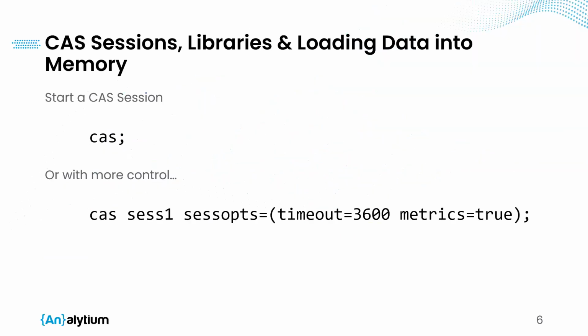Within a SAS session, you'll start a CAS session with a simple CAS statement, or with a bit more control, you can do CAS with the session name. You can set some session options. For example, there you're setting a session name of SES1, and you're setting a timeout and requesting some metrics for CAS processes to be written to the log. There are a lot of different options that you can set within the CAS statement. Look at the documentation to see what they are, but those are some minorly useful ones.